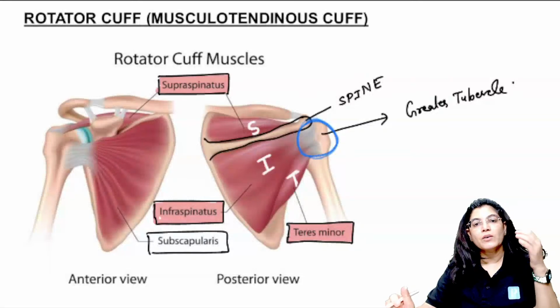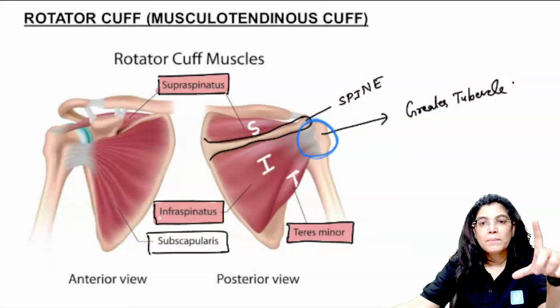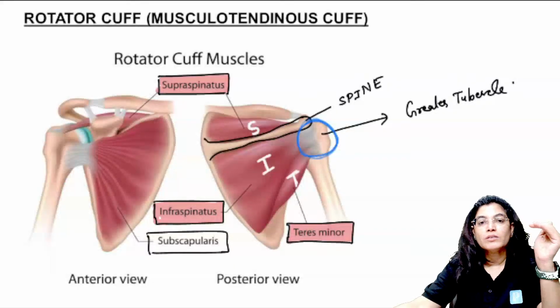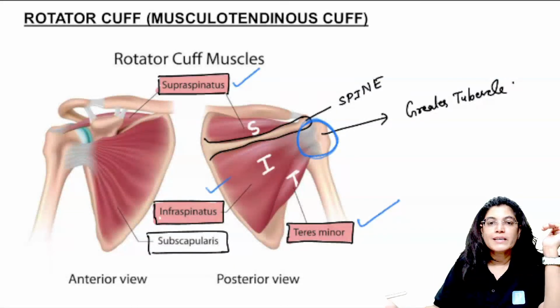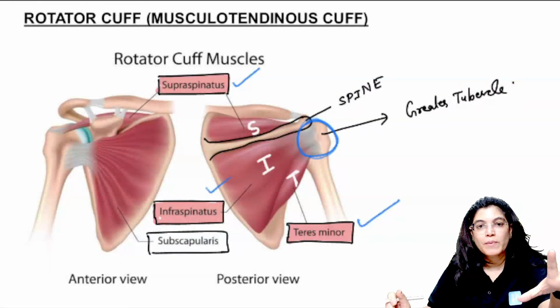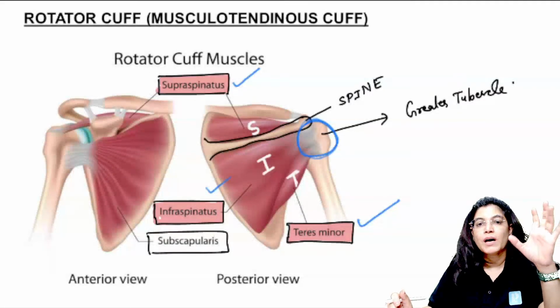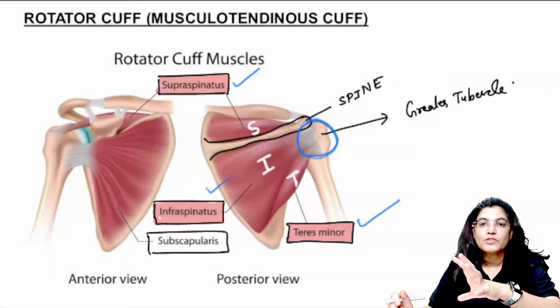The greater tubercle of the humerus has three facets: upper, middle, and lower facet. At the upper facet, the supraspinatus muscle inserts; onto the middle facet, the infraspinatus muscle inserts; and onto the lower facet, the teres minor muscle inserts. Supraspinatus originates from the supraspinous fossa, infraspinatus from the infraspinous fossa, and teres minor from the upper part of the lateral border of the scapula, and they commonly insert onto the greater tubercle of the humerus.